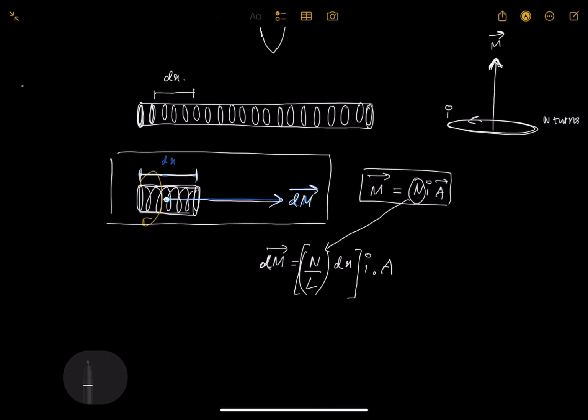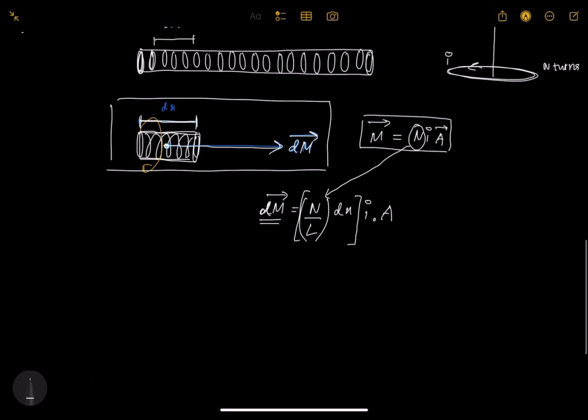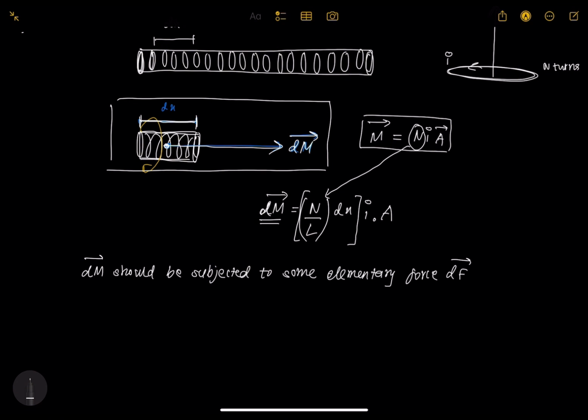Okay, so this magnetic moment vector should be subjected to some force, right? To some elementary force. We'll signify that by df, due to the magnetic field there.